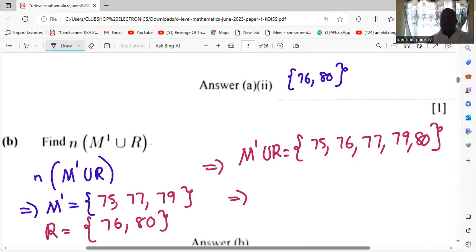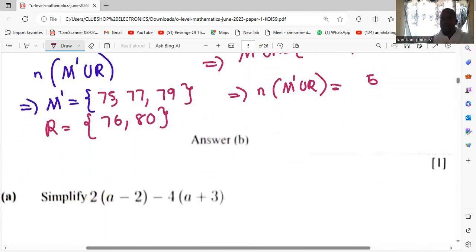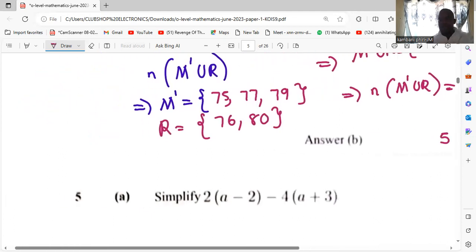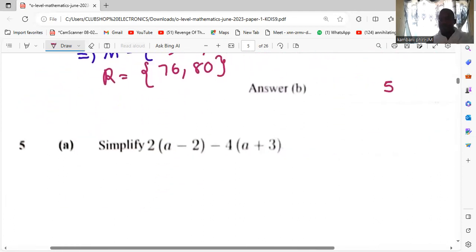Now, the number of elements in M complement union R, we need to count them. 1, 2, 3, 4, 5. So there are 5 elements. So here the answer is 5. So that's where we end for this presentation.